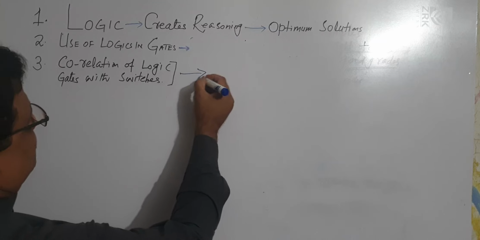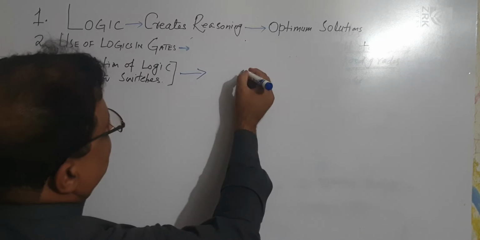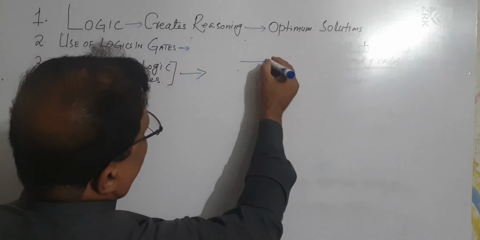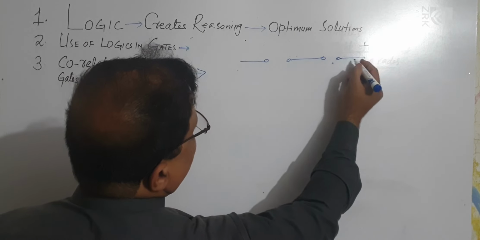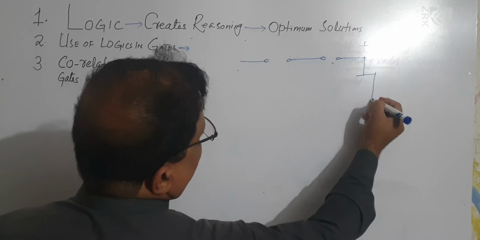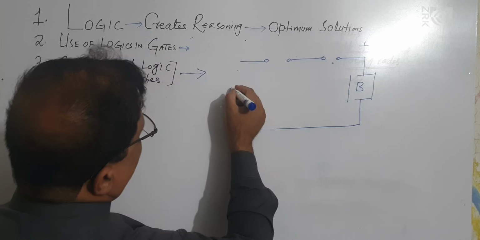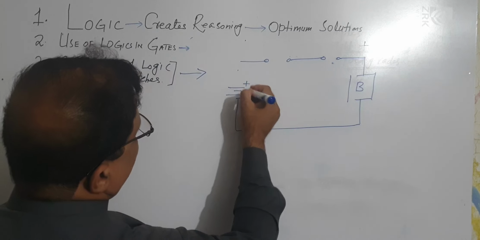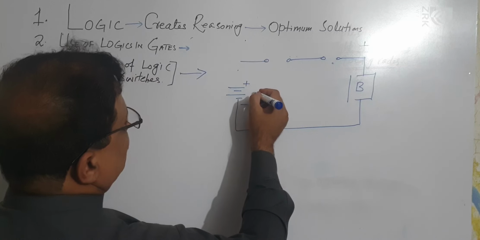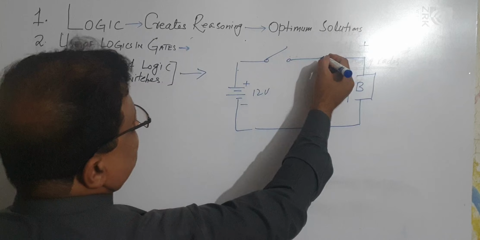Now this one, correlation of logic gates with the switches. Let me explain that. Let's say I have 2 switches connected in series, and here is a bulb. Let's say this bulb is a DC bulb and it requires 12 volt DC voltage. So this is positive, this is negative. So this is 12 volts. Now there are 2 switches.